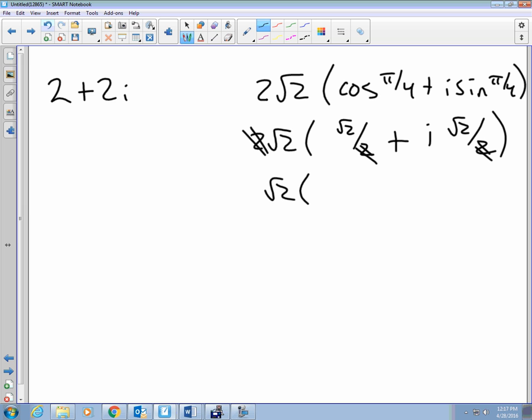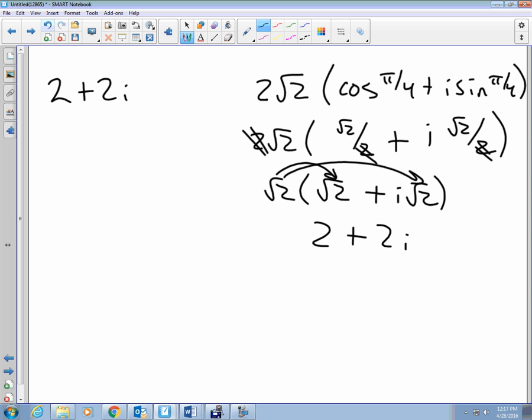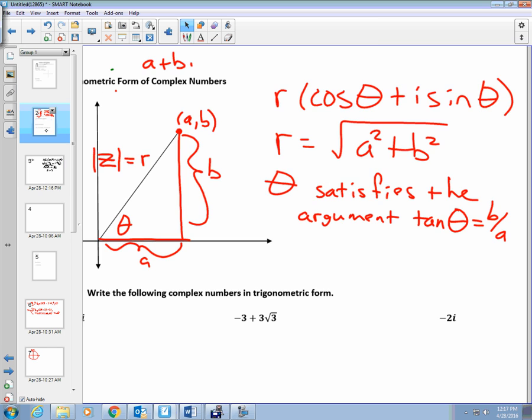Root of 2 times root of 2 plus i roots of 2. Let's distribute. What's the root of 2 times root of 2? See how they're the same? They're identical. So you should be able to convert back and forth between complex form as well as trigonometric form. Okay? So let's try the example and you'll see again how it works.